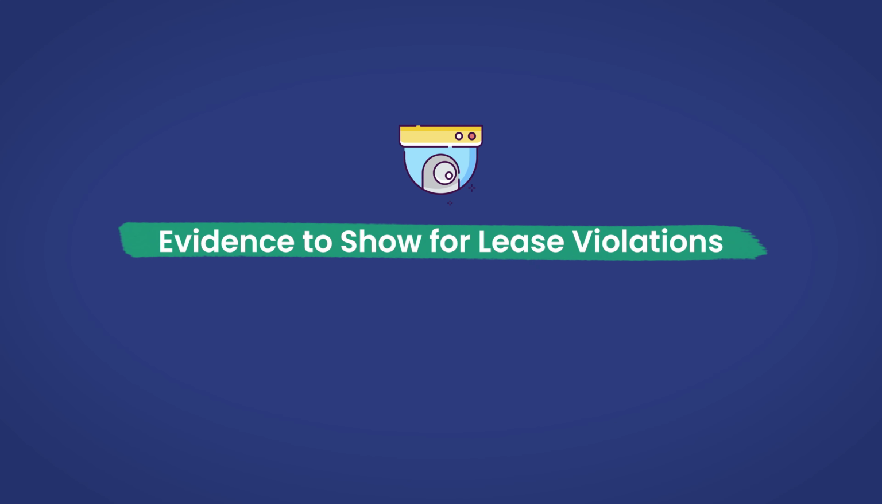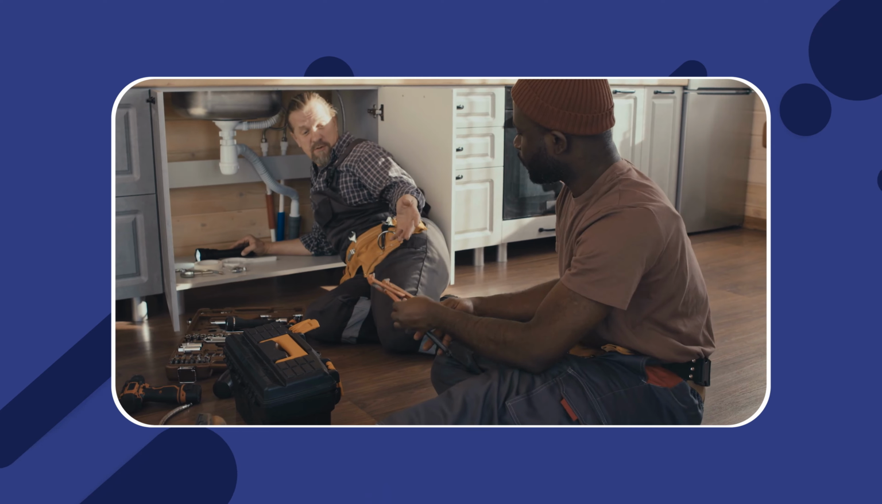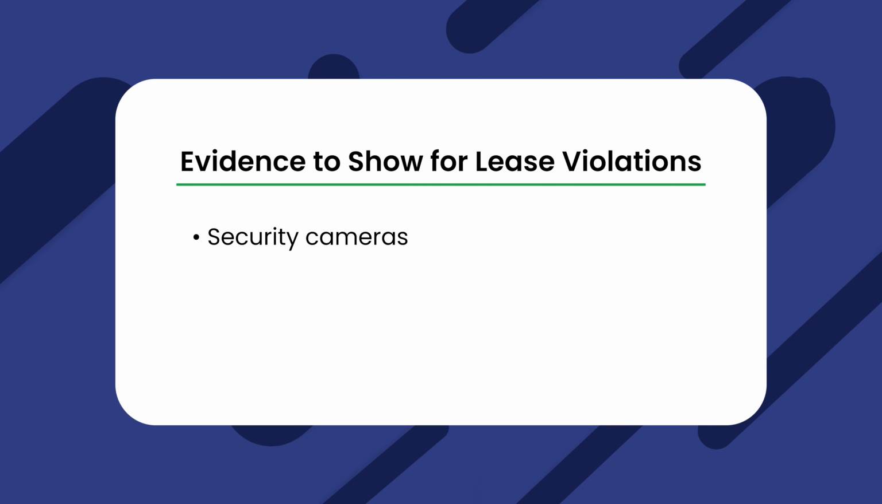Evidence to show for lease violations. If you're evicting the tenant for lease violations, for example, noise complaints, unauthorized pets, or property damages, it's important to show proof from any of the following methods. Security cameras. If you have a surveillance system that can show them committing the crime or lease violation, you can be confident this will be enough to continue with the eviction process.